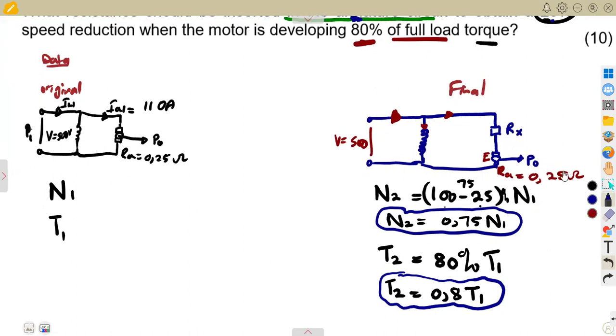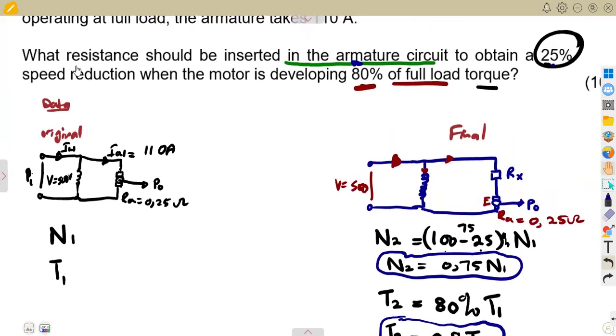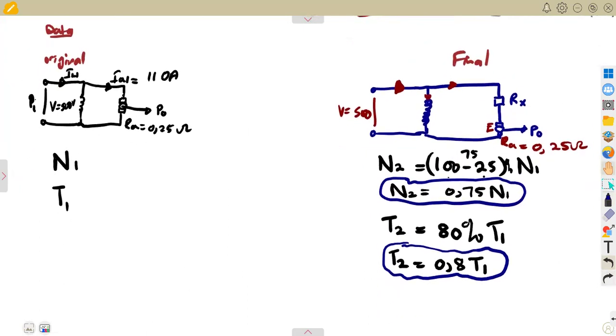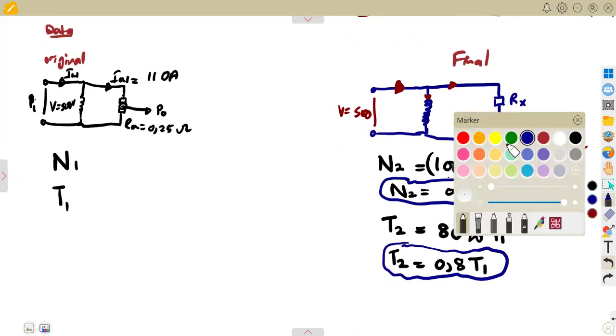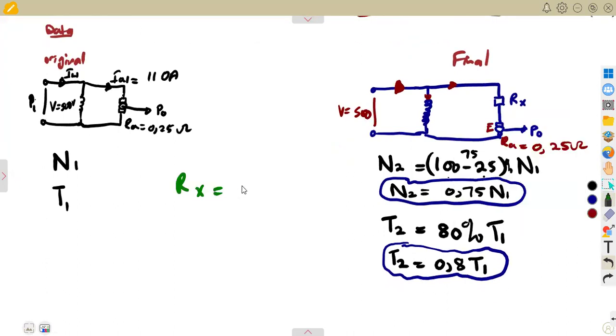So with this information, the question is, we are supposed to calculate what resistance should be inserted in the armature, which is Rx. So this is what we have. We need to calculate Rx, the unknown resistance in series to the armature. So in this consideration, the speed control does not change the formulas.